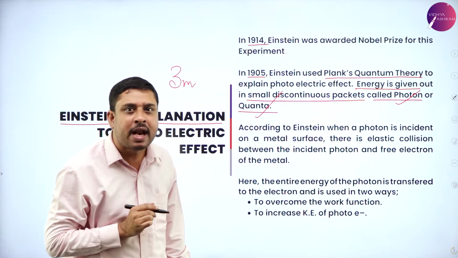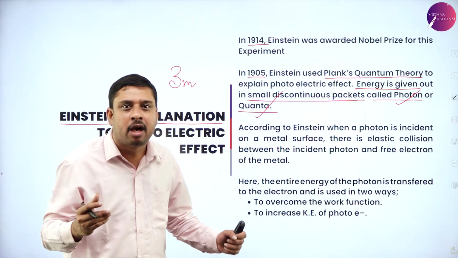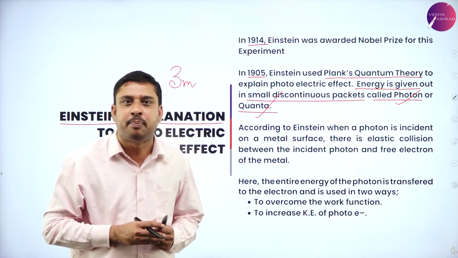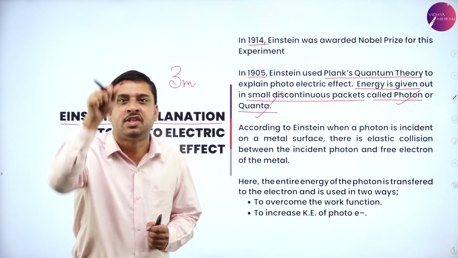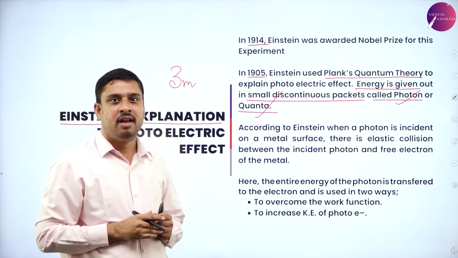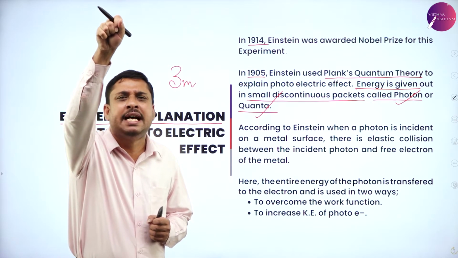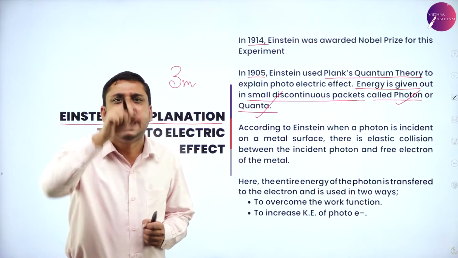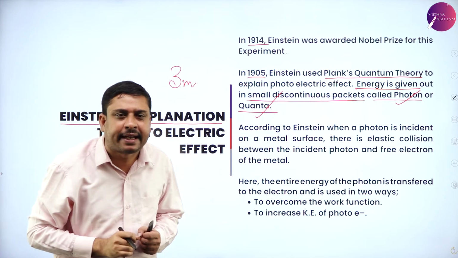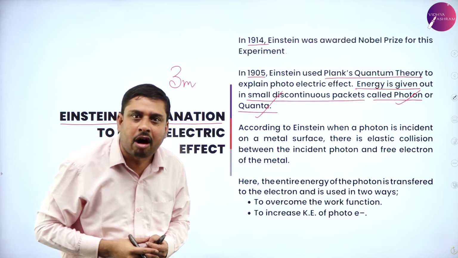How do I visualize this? Whenever there is a calamity, an earthquake, a volcano affected region, you see the defense people, they drop food packets, shelters from the helicopters. In the same way, energy is given out to us. Small, discrete packets, discontinuous packets. And these packets are called photons or quanta.